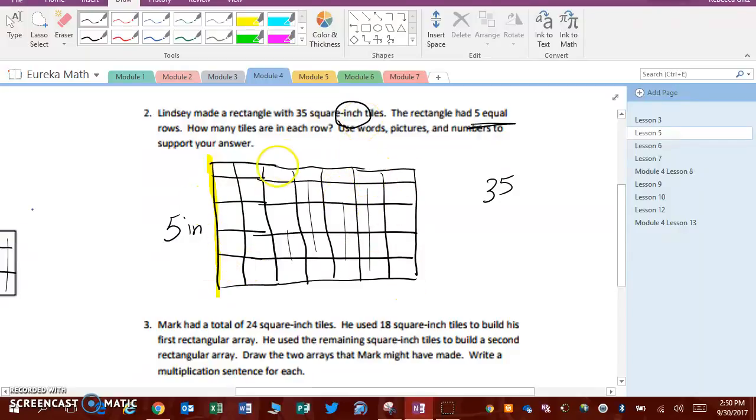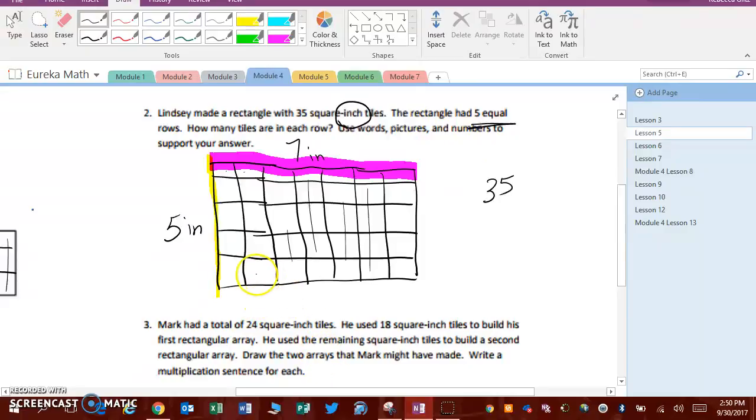So how many did I end up with in this row? How many are in each row? 1, 2, 3, 4, 5, 6, 7. So this measurement is 7 inches. And this measurement is only showing this line. It's not a square. So we don't label that as square inches either. Okay? So this says use words, pictures, and numbers to support our answer.